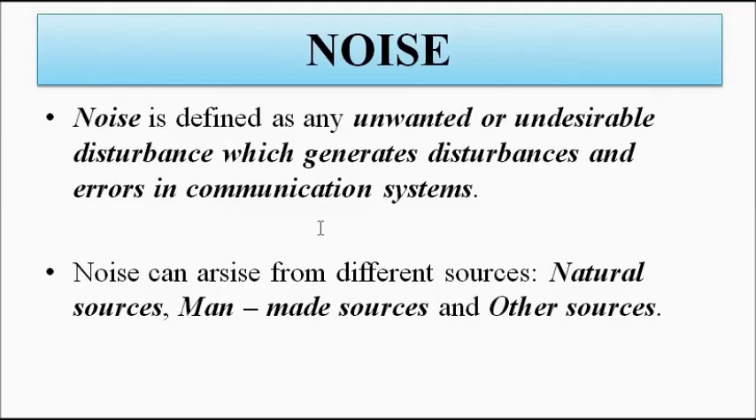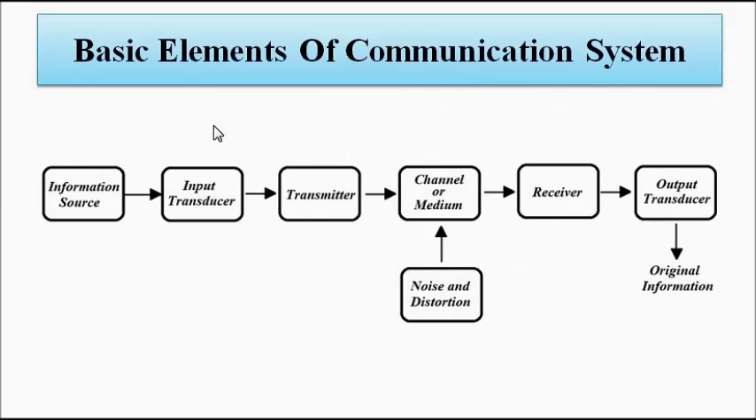So noise is any undesirable, unwanted signal which can mask the original signal and cause a change in its characteristic features. That is called noise or distortion or interference. So this is the basic discussion related to the communication system with respect to its block diagram.